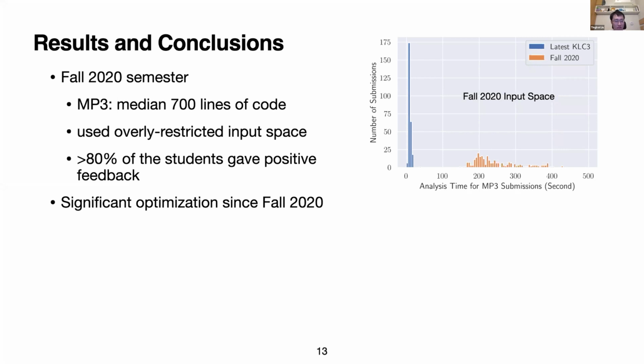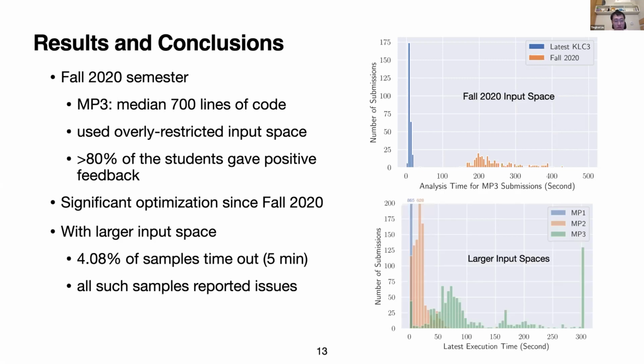After fall 2020, we made significant optimizations to our tool. The running time of the same set of samples on the same input space is shown by the blue statistic in the picture. All the samples finished running within 1 minute. We also tried our tool on a much bigger input space. The green statistic in the bottom figure shows the running time of the same set of samples with the new input space. Only 4.08% of the samples reached the 5 minute timeout.